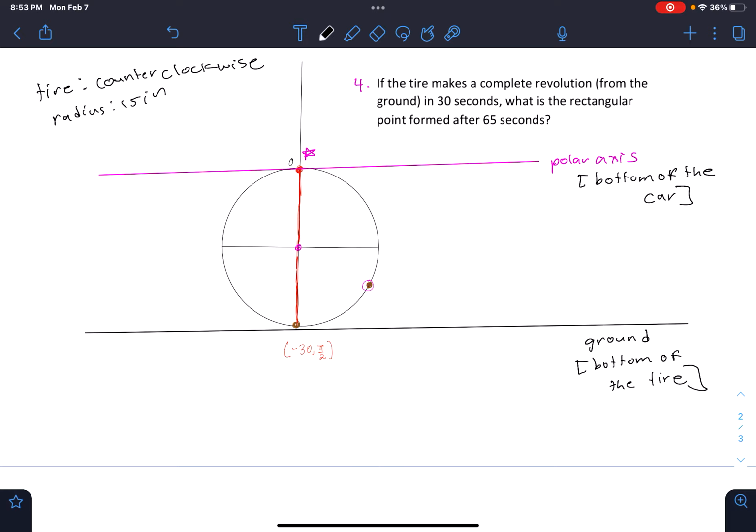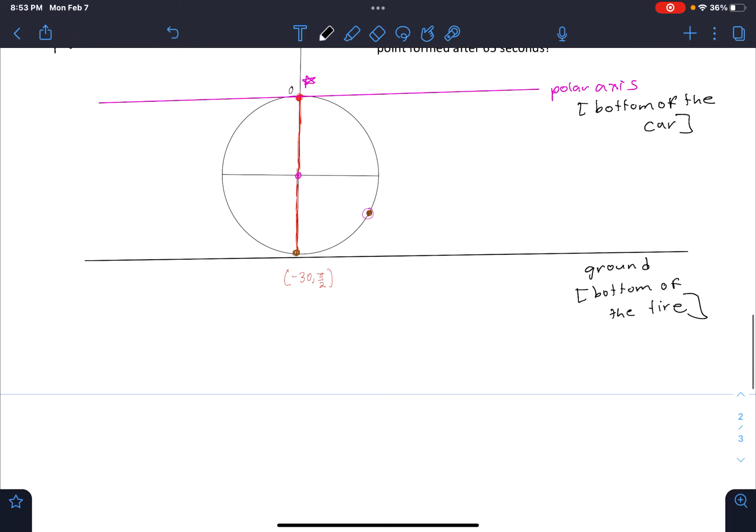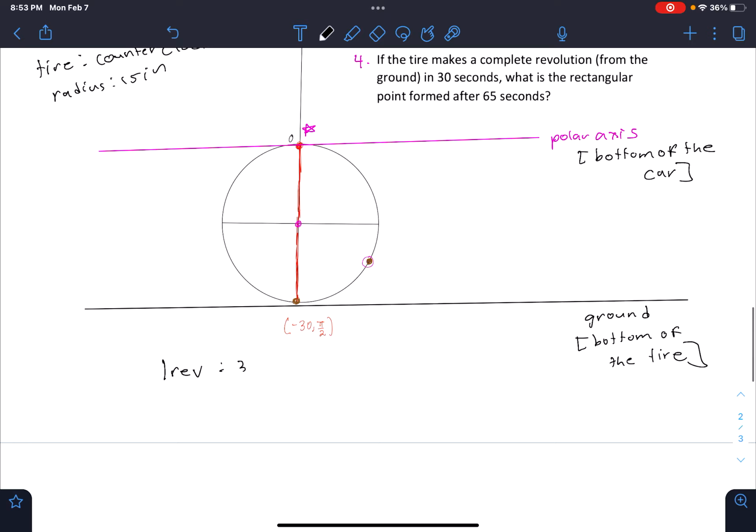So if the tire makes a complete revolution from the ground in 30 seconds, what is the rectangular point formed after 65 seconds? So what that means is one revolution means that I go around once. That's going to take me 30 seconds. And let's say that I wanted to make another revolution. That takes me another 30 seconds. So we're looking at 60 seconds. And now I only have 5 seconds left. So in 5 seconds, we want to figure out how far I can travel and what is the rectangular point.